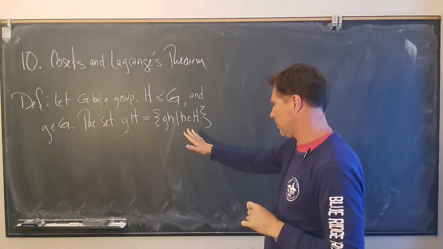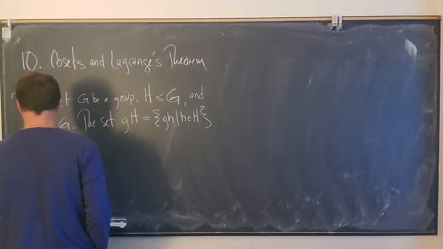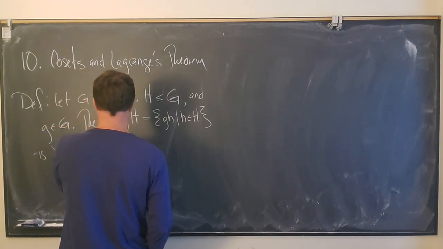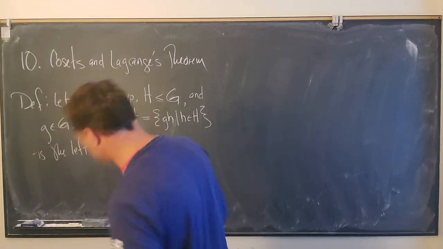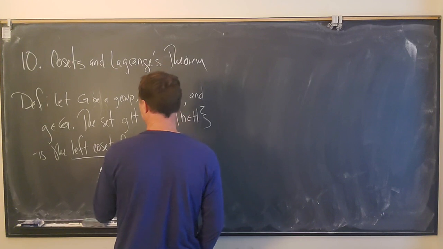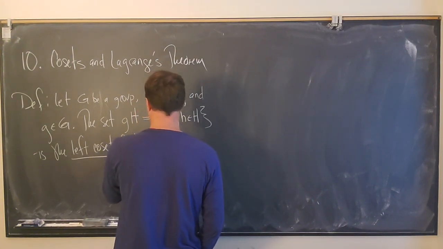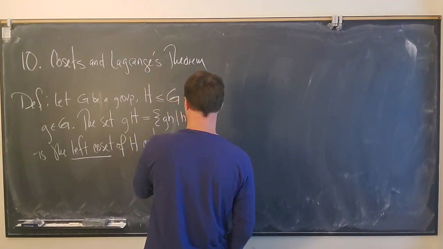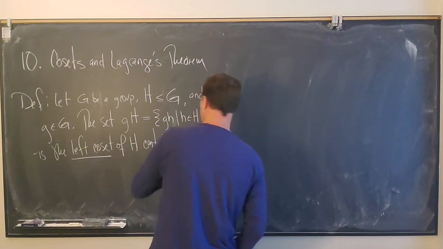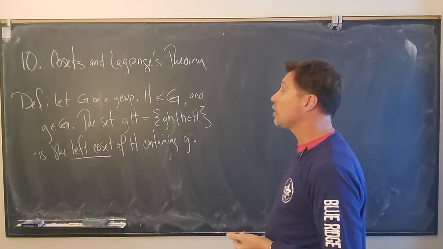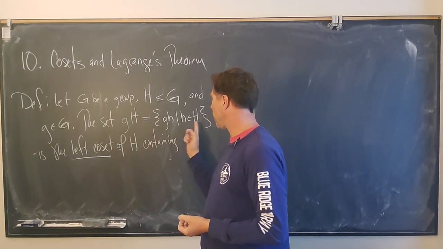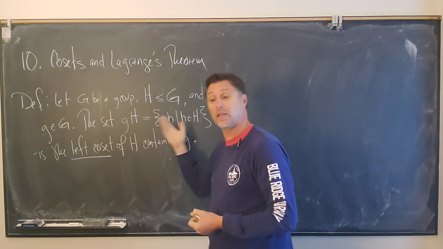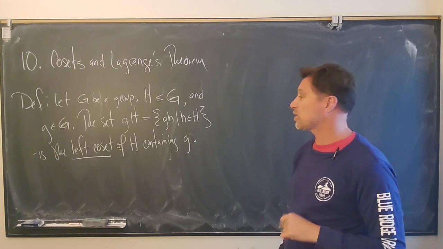So this set has a name, right? This is called the left coset of capital H containing little g. So the idea is you have your subgroup H, take all of the elements of capital H, and multiply those elements on the left by little g, right? And the set of all those elements is called the left coset.